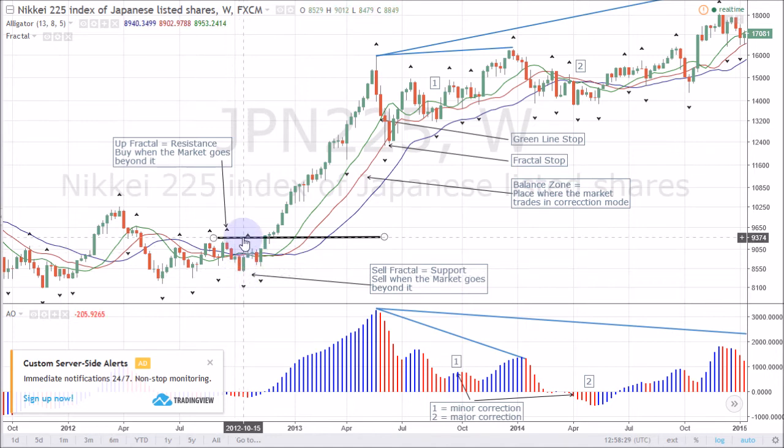Now, which fractal you are going to take will take a little bit of work using this system. Usually you will take the furthest fractal out in a fractal area. So either this fractal here in the middle because it's the highest, this fractal here because it's the lowest, or even this fractal here if you want to buy, as the highest fractal in all of this side move that we marked with the rectangle on the monthly.